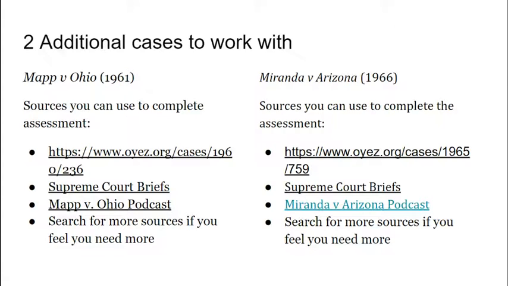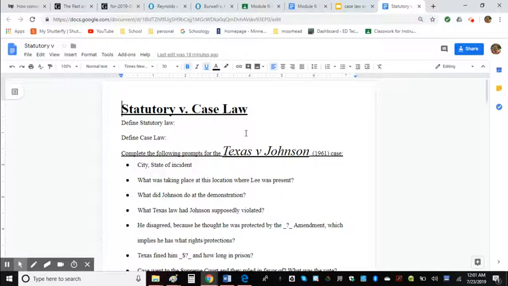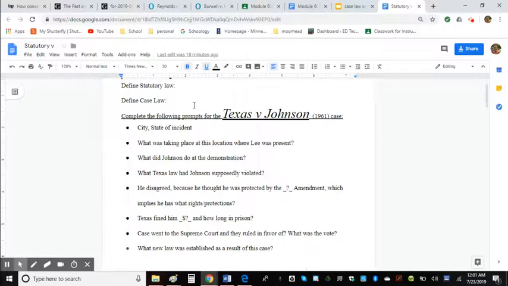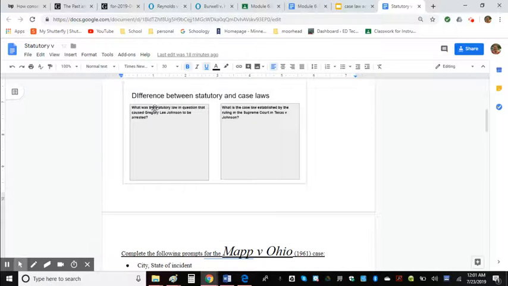So going back now to the assignment itself, we're going to cross our fingers that this works. Texas versus Johnson is the first case, and I have set this up so that you just go through and fill in the blanks. You're going to do a small T-chart. What was the statutory law in Texas? And what was the case law that came out of that?